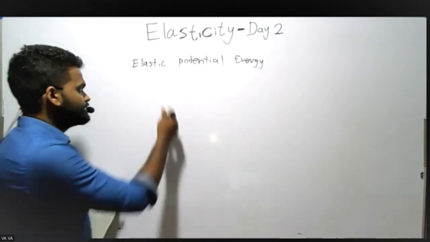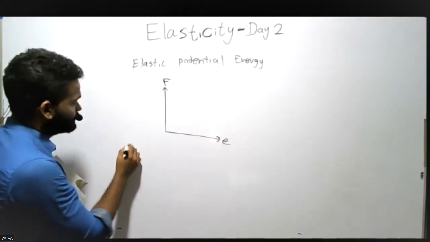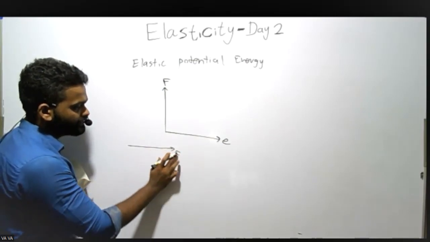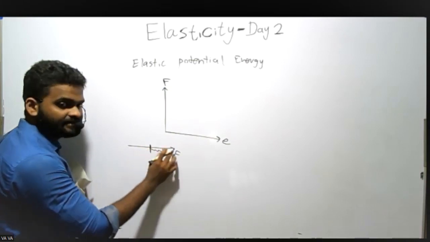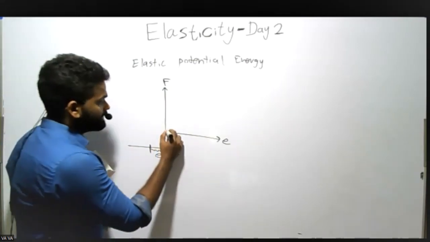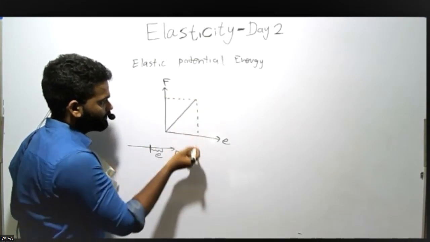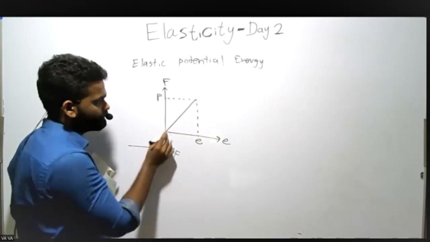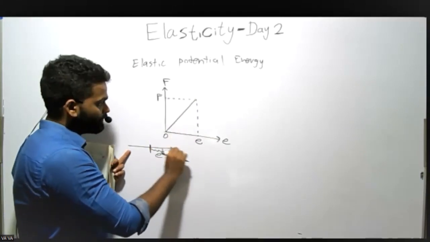Okay, so we can show this in a graph. Let's say you have a wire, and if you increase the force from 0 to F, the wire extends by E. That extension happens proportionally, so this is a linear graph here. It increases from 0 to E, and the force increases from 0 to F. So if you need an extension of E, you need to apply a force F.